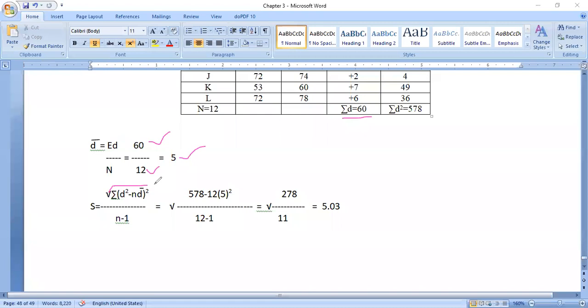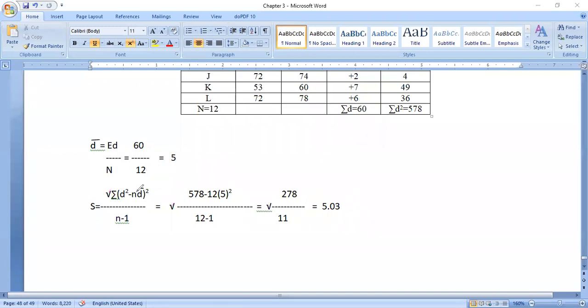S is equal to under root sigma d square minus n into d bar whole square divided by n minus 1. So here, under root, sigma d square value is 578, minus 12 into 5. Okay, d bar is equal to how much? 5. 12 into 5 whole square, that is 278. After calculation is completed, 278 we will get, divided by 11, that is 5.03. 5.03 is the final answer of s value.